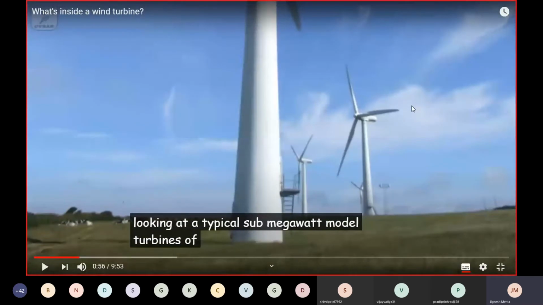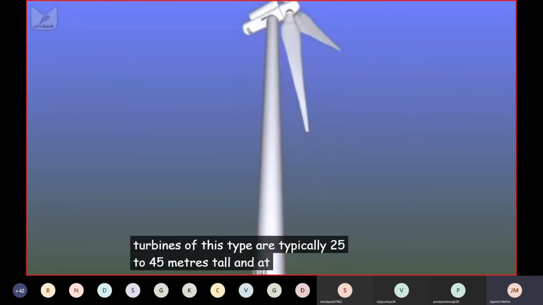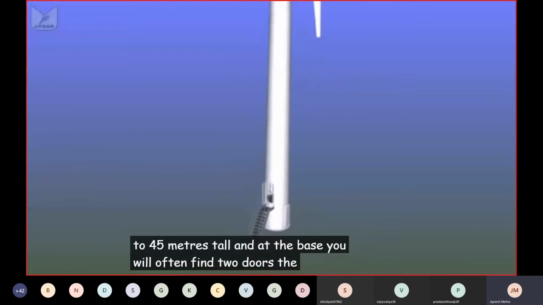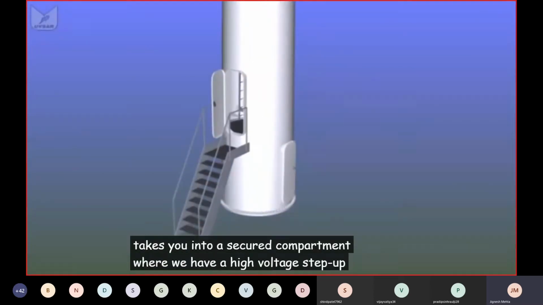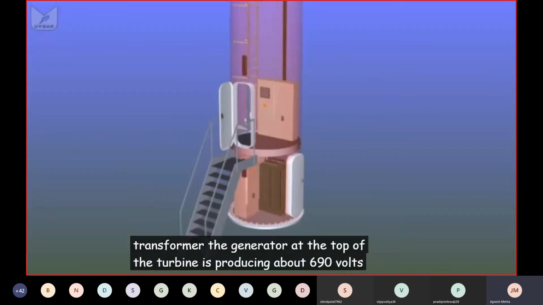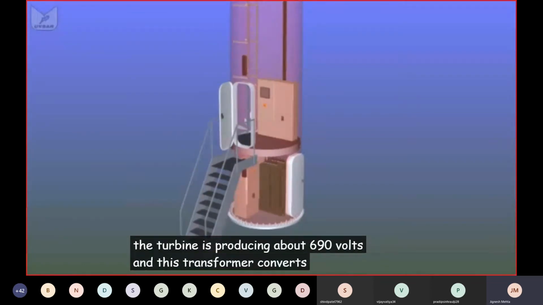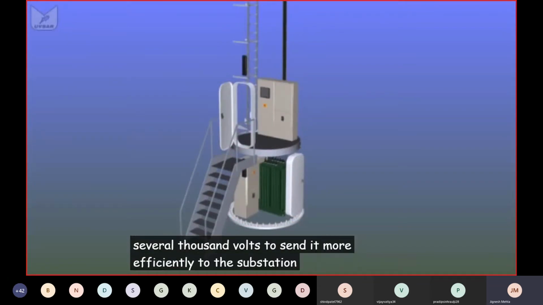So first, the sub-megawatt turbine, that is the turbines which have a capacity of around 400 to 600 kilowatt is being discussed. This type are typically 25 to 45 meters tall, and at the base you will often find 2 doors. The lower door takes you into a secured compartment where we have a high voltage step-up transformer. The generator at the top of the turbine is producing about 690 volts, and this transformer converts that into several thousand volts to send it more efficiently to the substation.